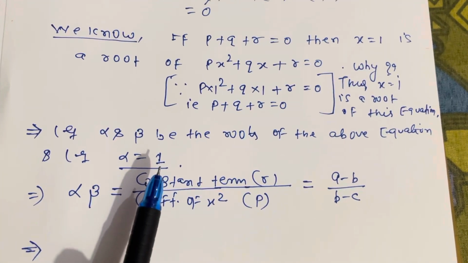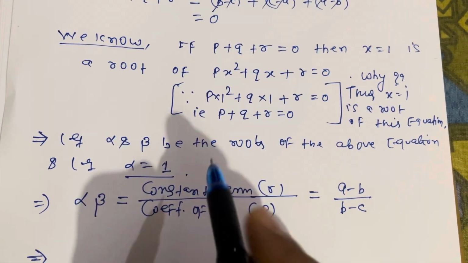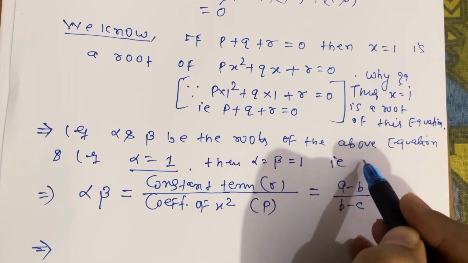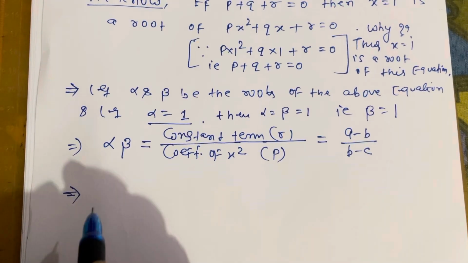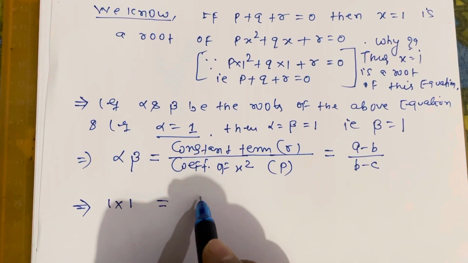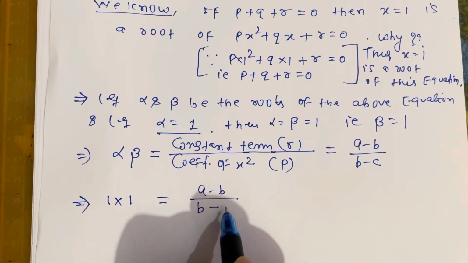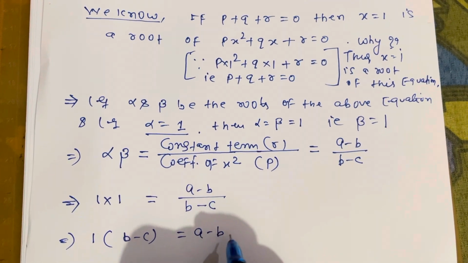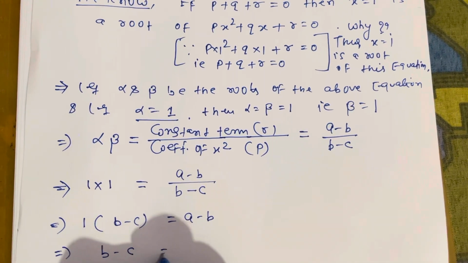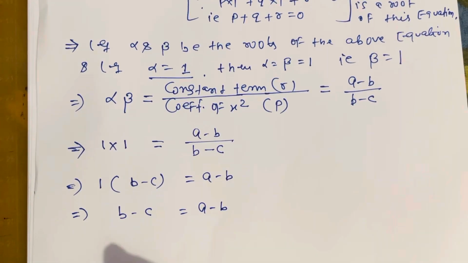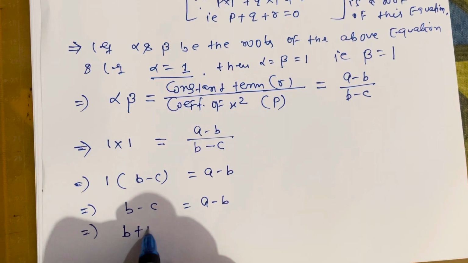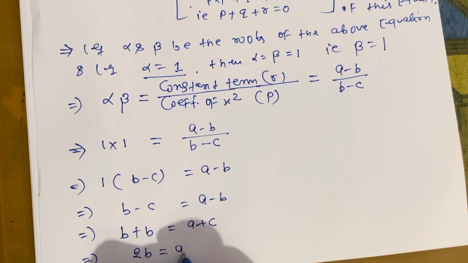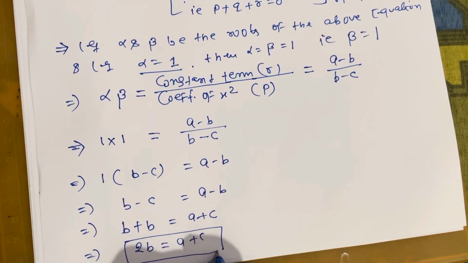So what is given? Roots are equal. If alpha is equal to 1, then alpha is equal to beta is equal to 1. That is, beta is also equal to 1. So 1 into 1 is equal to a minus b by b minus c. Cross multiplication: 1 into b minus c is equal to a minus b, so b minus c is equal to a minus b. Shifting the sides, b plus b is equal to a plus c. 2b is equal to a plus c. That's it.